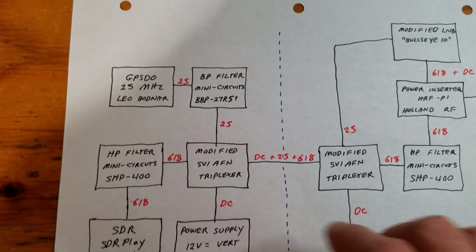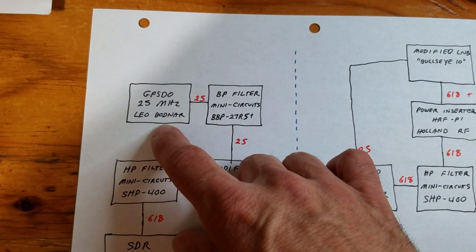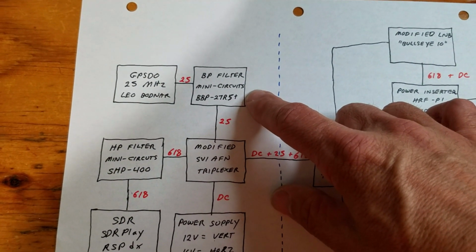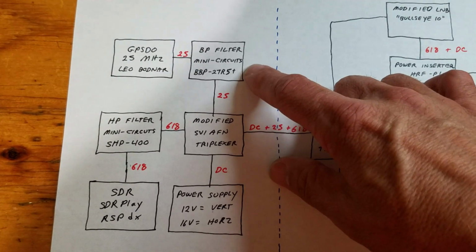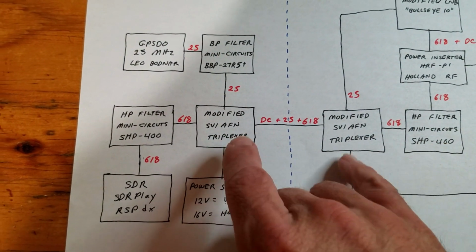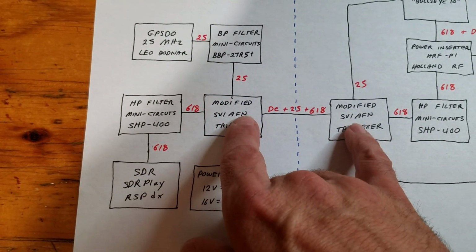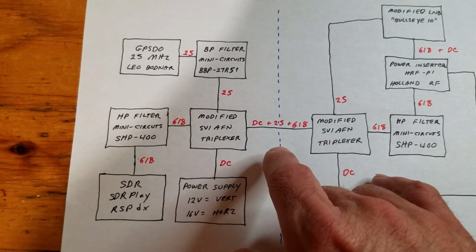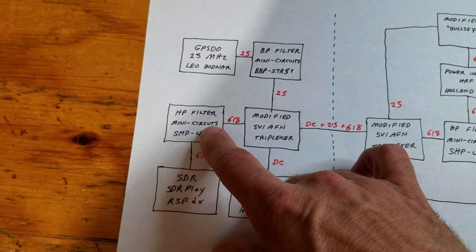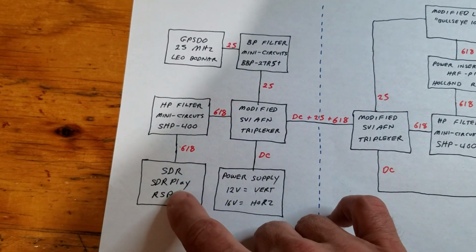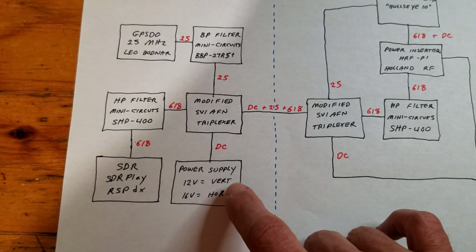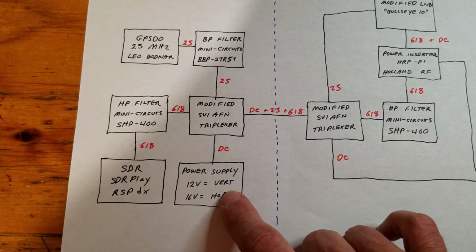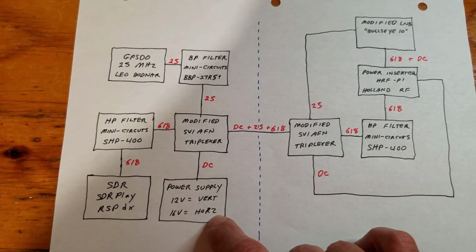So I've got the 25 megahertz GPSDO, a bandpass filter to clean up the square wave and make it a sine wave, because I discovered the LNB does not want to lock to a square wave. A pair of modified triplexers to combine the DC, 25 megahertz and 618, and then to split them off again. A high pass filter to keep 25 megahertz out of the SDR. The SDR, of course, a power supply. 12 volts for vertical polarization on the LNB and 16 volts for horizontal.